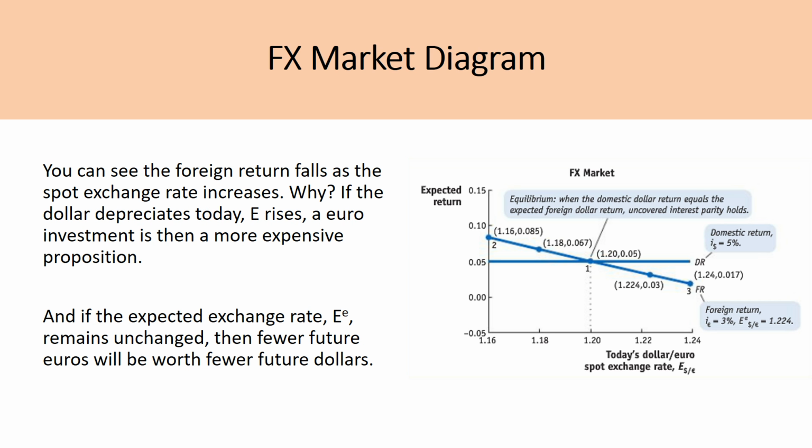Now you can see the foreign return falls as the spot exchange rate increases. We already talked about this, but why? If the dollar depreciates today, E rises, and a euro investment is then a more expensive proposition. So you're losing more of those converted dollars. You're investing less of the net amount of money into that euro deposit, so your net return will be much lower. And if the expected exchange rate remains unchanged, then fewer euros will be worth fewer future dollars.